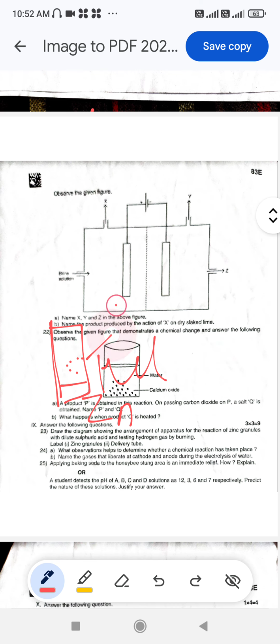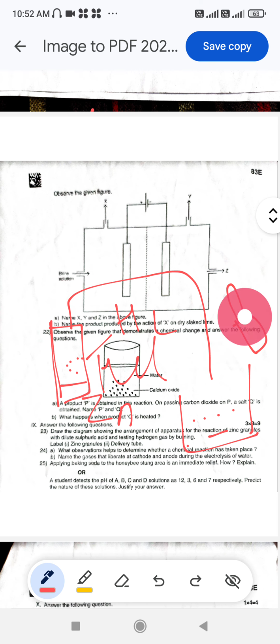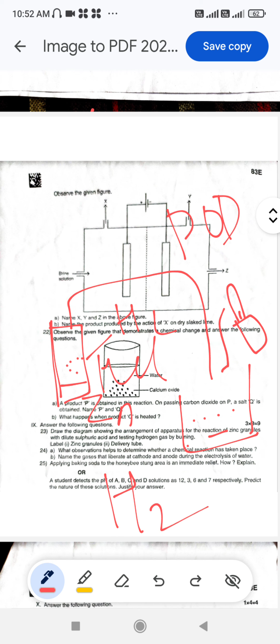These bubbles are hydrogen, and this hydrogen will be passed through a soap solution. When we bring a burning candle near it, the bubbles will produce a pop-like sound. A pop-like sound indicates hydrogen gas. This is the simple diagram of the arrangement of apparatus for the reaction of zinc granules with dilute sulfuric acid.